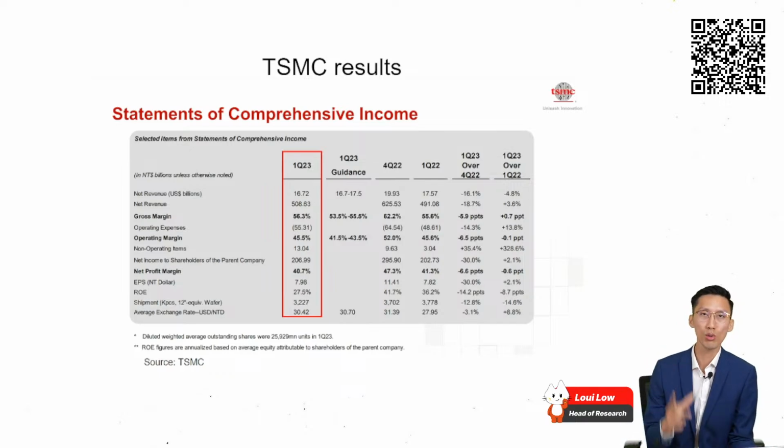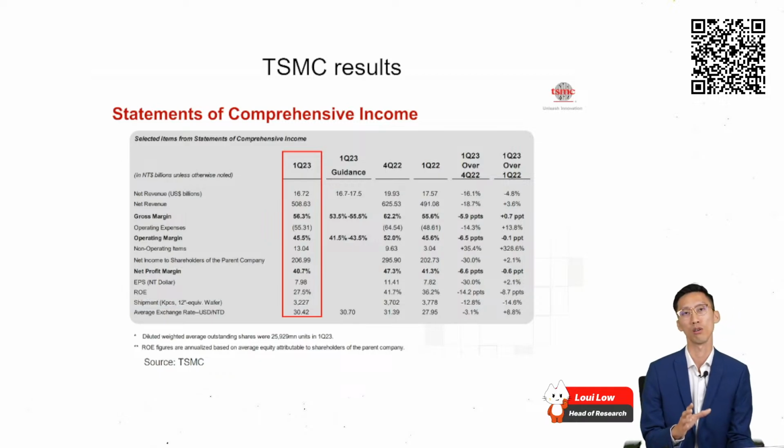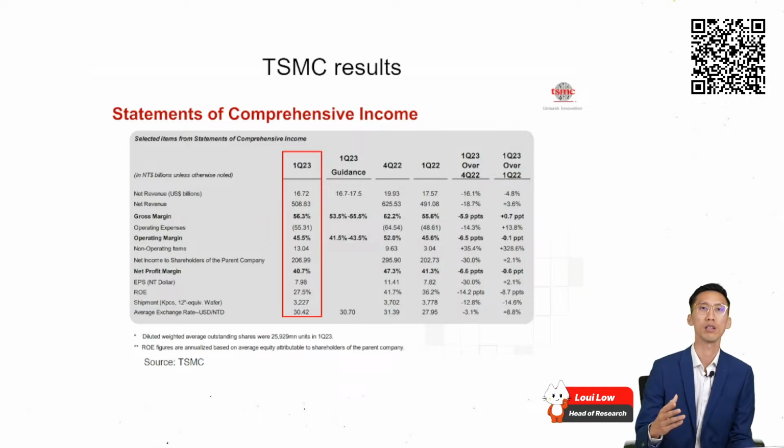So what you want to look at normally in a company's results is definitely whether they beat their guidance. If they can beat their guidance, it means it's good, because they are able to generate more than expected profits or more than expected revenue for their particular sector, for their particular quarter.